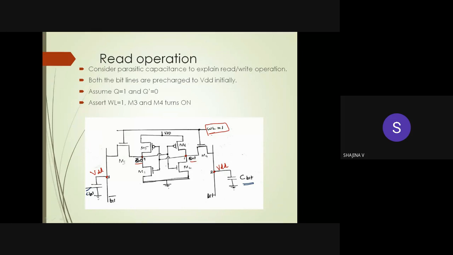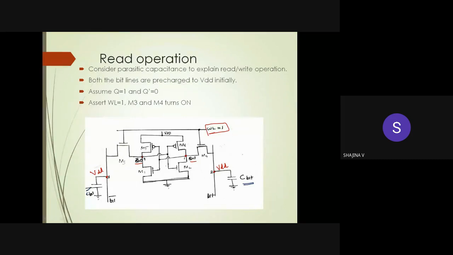Okay, the word line, that is WL, is made high, so that my access transistors M3 and M4 will turn on. For the read operation, first we are assuming the content of the memory cell, that is Q, is equal to 1. So my content in the memory cell is 1.